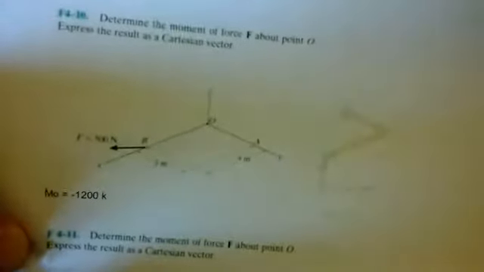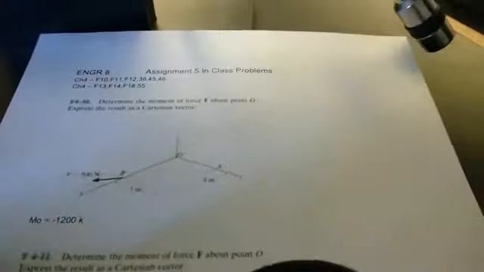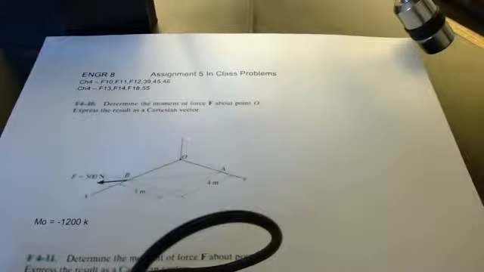So these are the in-class exercises we're doing. The first one looks like a scalar problem, and you could do it using scalar moment calculations, but since we're doing 3D moments, then you want to do that using Cartesian vectors, doing the cross product.